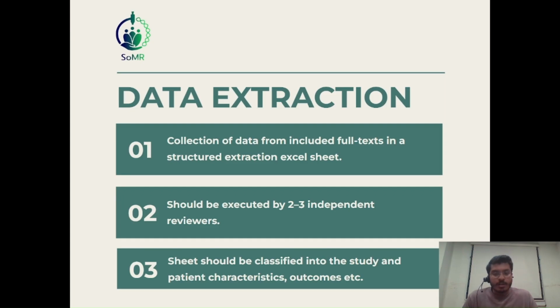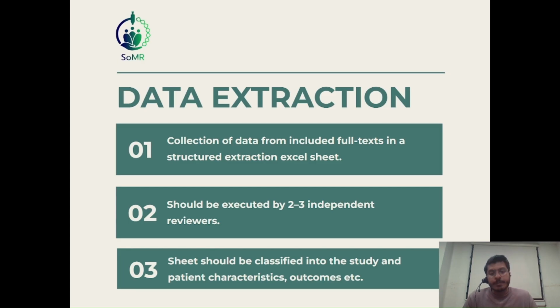This means that what commonly happens is that only one person is responsible for a certain amount of studies that are being extracted. And we often make this mistake of not reviewing that extraction, and we just move forward with it, right? So that is a wrong practice.